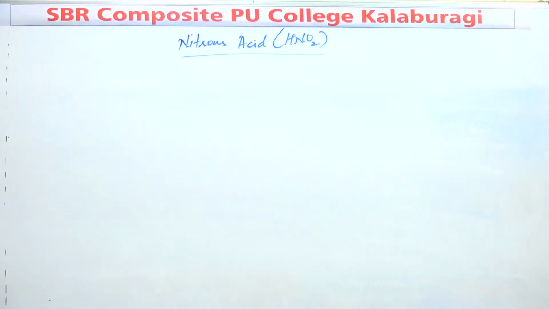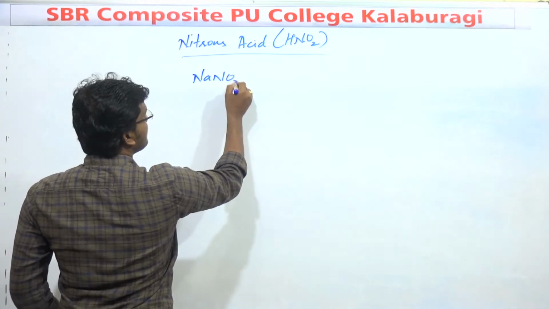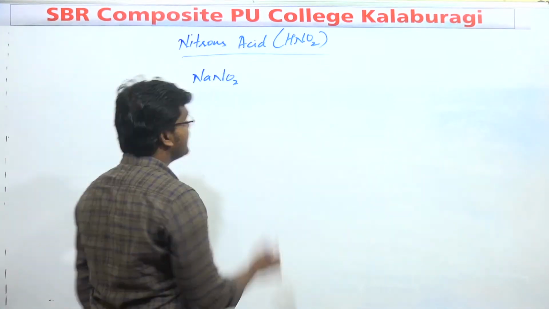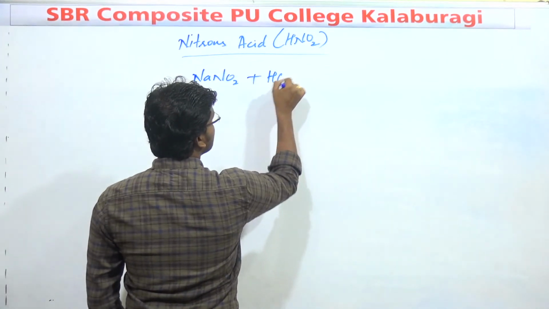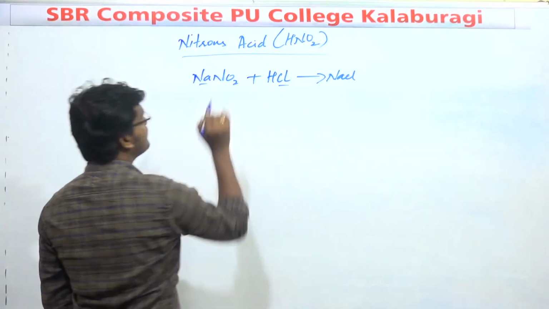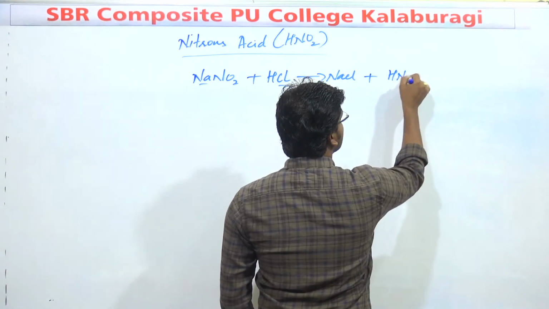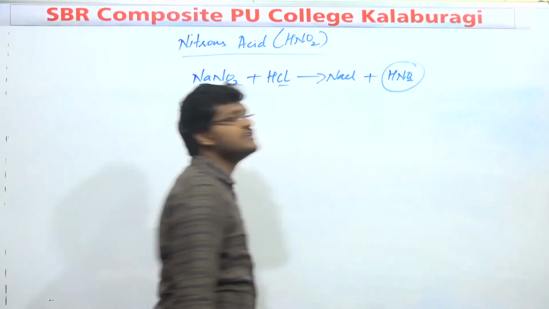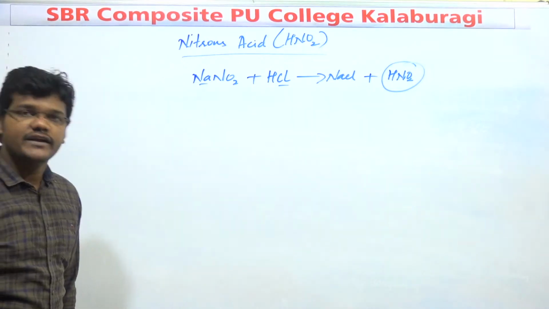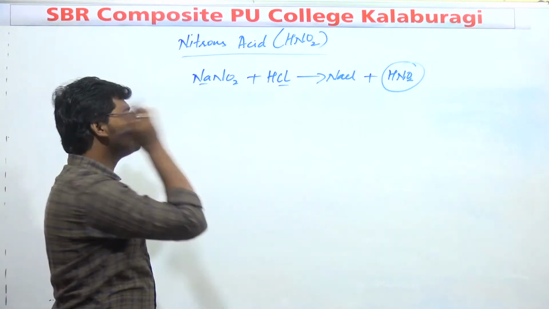You are supposed to take sodium nitrite and HCl. Sodium nitrite means NaNO2. NaNO2 is made to react with HCl. NaCl will go out. Then what are you left with? HNO2. This is how I will prepare nitrous acid. It cannot be stored because it is unstable. That is why it has to be prepared freshly.